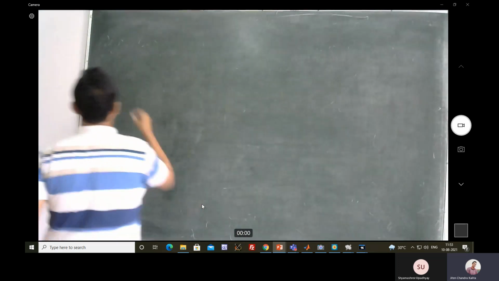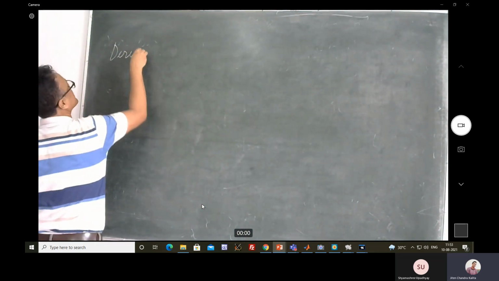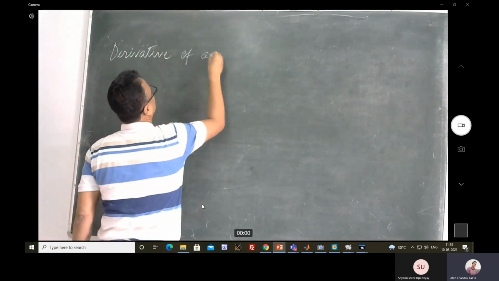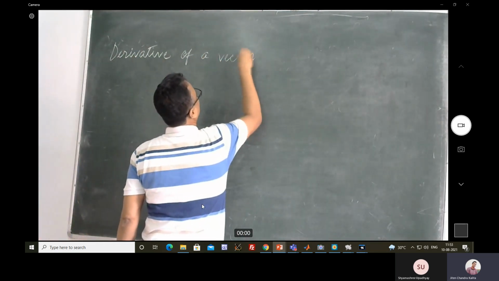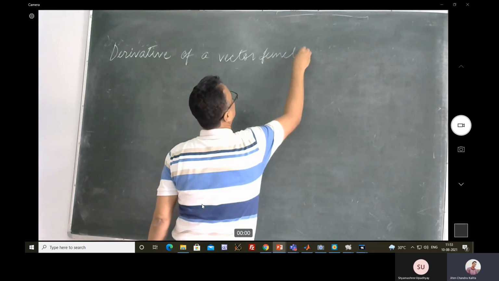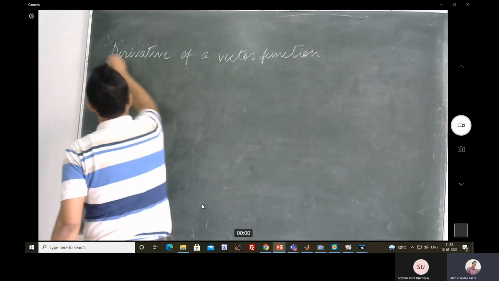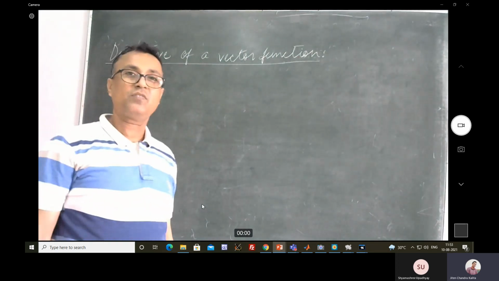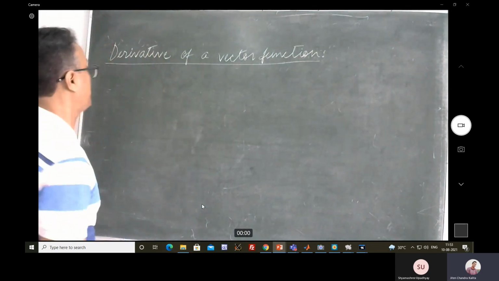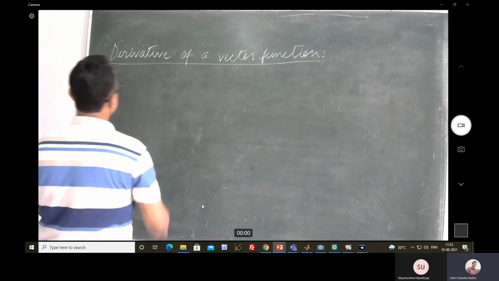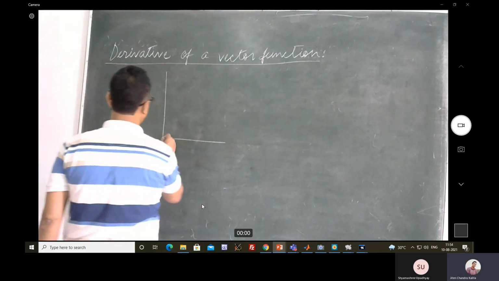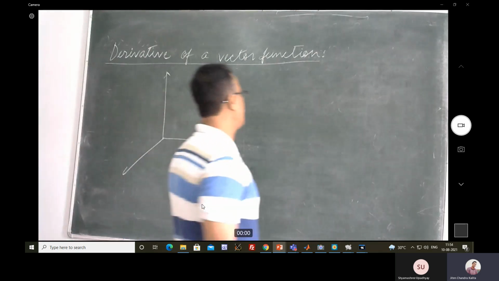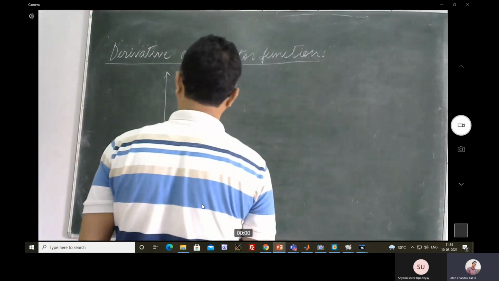Okay, so now I come to a very important concept, the derivative of a vector function. It will be easier for me if I interpret the vector function in terms of space curves. Okay, fine. What I'm going to do is, firstly, define the derivative, and after that, give you a pictorial or geometrical interpretation.